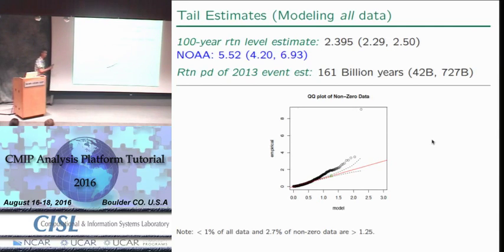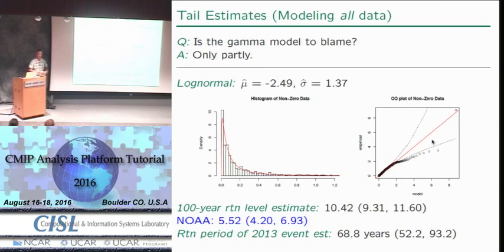Now, you could look at this model and say, well, Cooley, you got it wrong because the gamma has a light tail and we know precipitation doesn't have a light tail. And I would agree with that statement entirely. We can fit a different distribution. People like to use the log normal distribution as a quote-unquote heavy-tailed distribution, although it is not heavy by the definition of heaviness in extreme value theory.